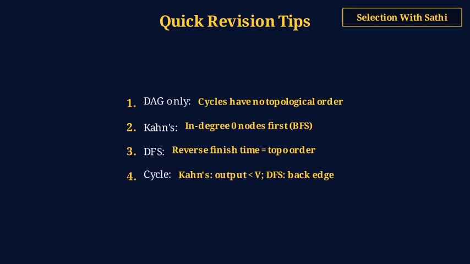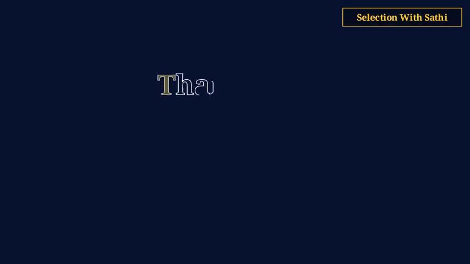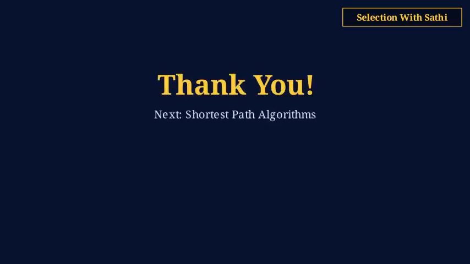Third, whenever you see a prerequisite or dependency problem, model it as a DAG and use topological sort. Fourth, in GATE, they often ask you to find a valid topological order from a given DAG or determine if one exists.